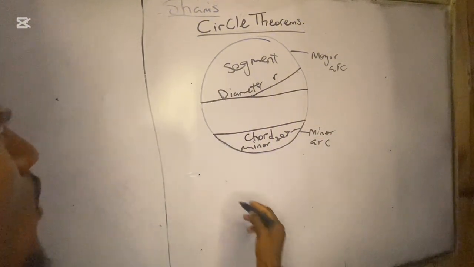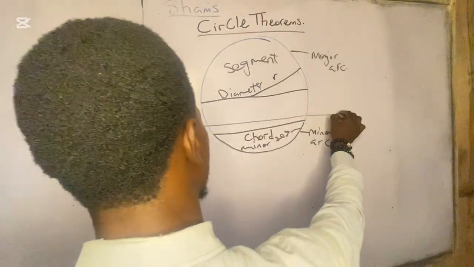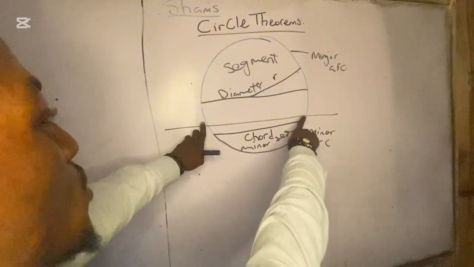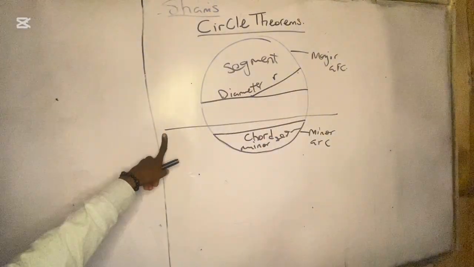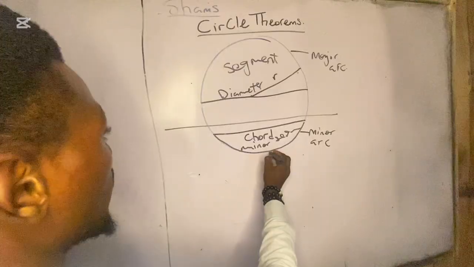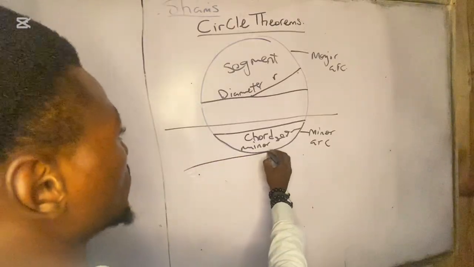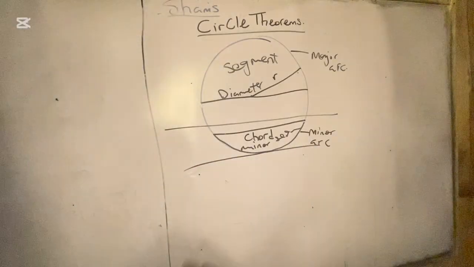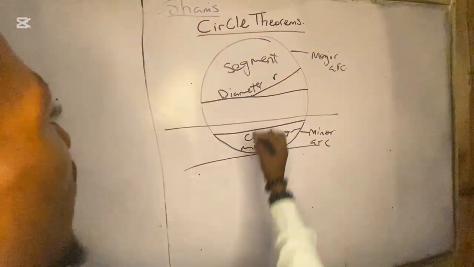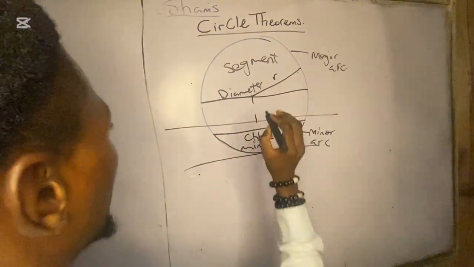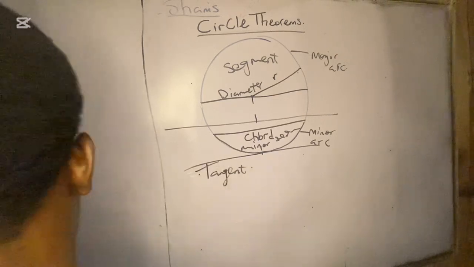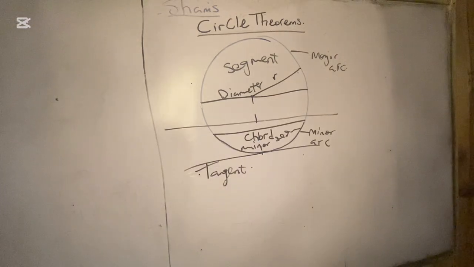The next one that we have again is secant. Secant is a straight line that passes through the circle without touching the center of the circle. It does not touch the 2 circumference. It comes from outside and goes out. Then the last part that we have here is tangent. A tangent is a straight line that touches the circumference of the circle at a point, and is always perpendicular to the radius of the circle. So we call this one a tangent.